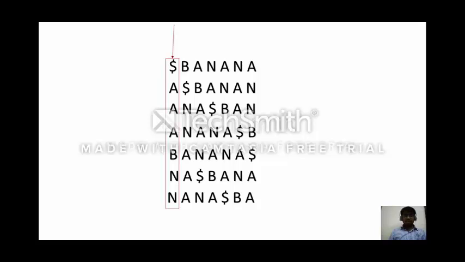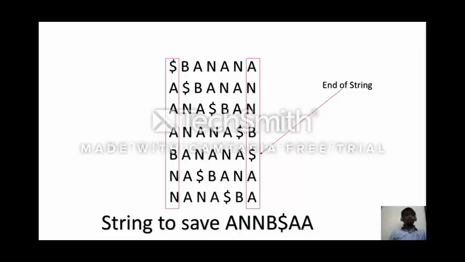Now we save the last column and the last character of the string. In the Burrows-Wheeler transformation, we only save the last column and the position of the last character of the string. In this case it is the dollar sign. Based on this, we get the original string, that is banana, back. The advantage of the Burrows-Wheeler transformation is that the repeated characters are nearby, and when we apply the compressing algorithm it is more efficient. The string we got after the transformation is A, N, N, B, dollar, A, A.